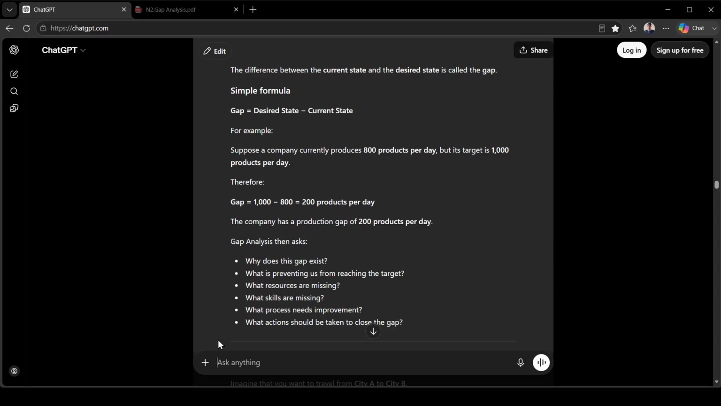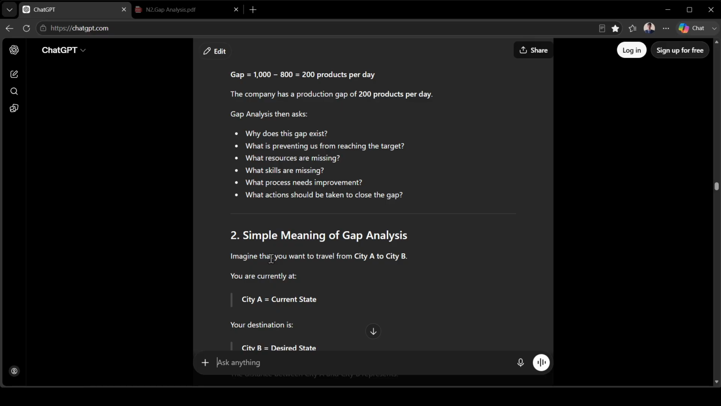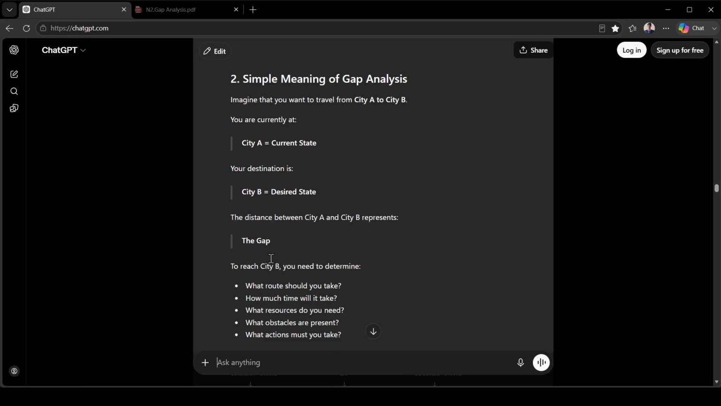Gap analysis then asks, why does this gap exist? What is preventing us from reaching the target? What resources are missing? What skills are missing? What process needs improvement? What action should be taken to close the gap?